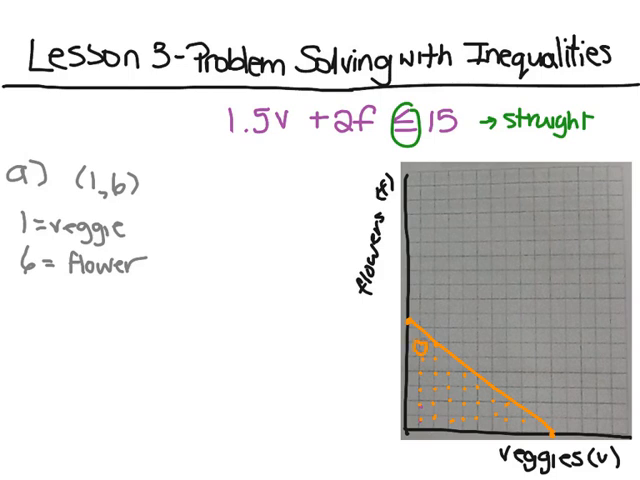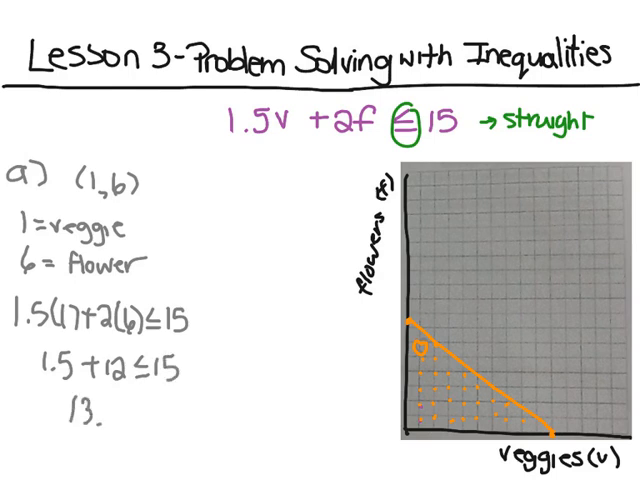So we can test to see if that works. So 1.5 times 1 plus 2 times 6 is less than or equal to 15. 1.5 plus 12 is less than or equal to 15. So 13.5 is less than or equal to 15. So we know this works.